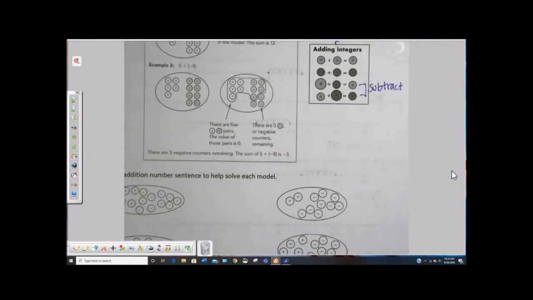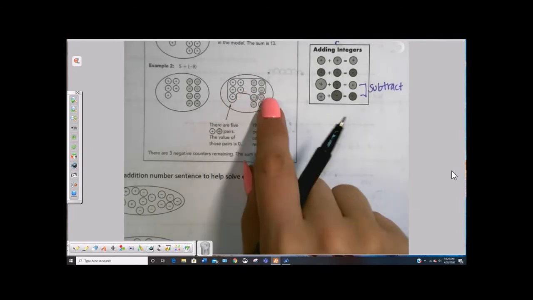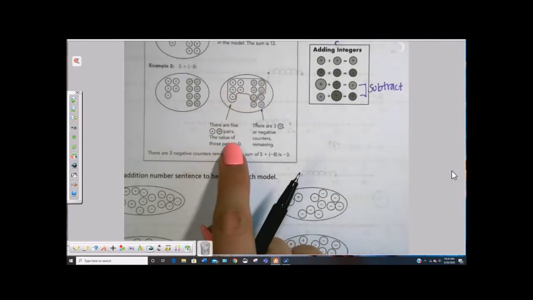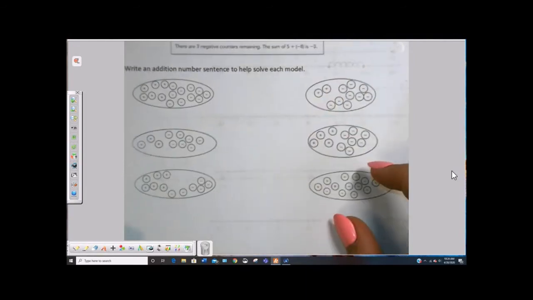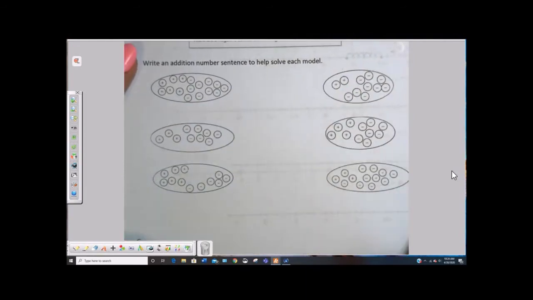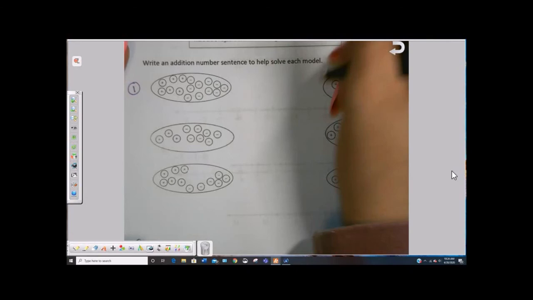Also remember, when we're talking about circles, we're talking about 0 pairs, and 0 pairs are when you have a positive and a negative together, and those cancel each other out to make 0. That's why it's called 0 pairs. So I'm going to number these 1 through 6.